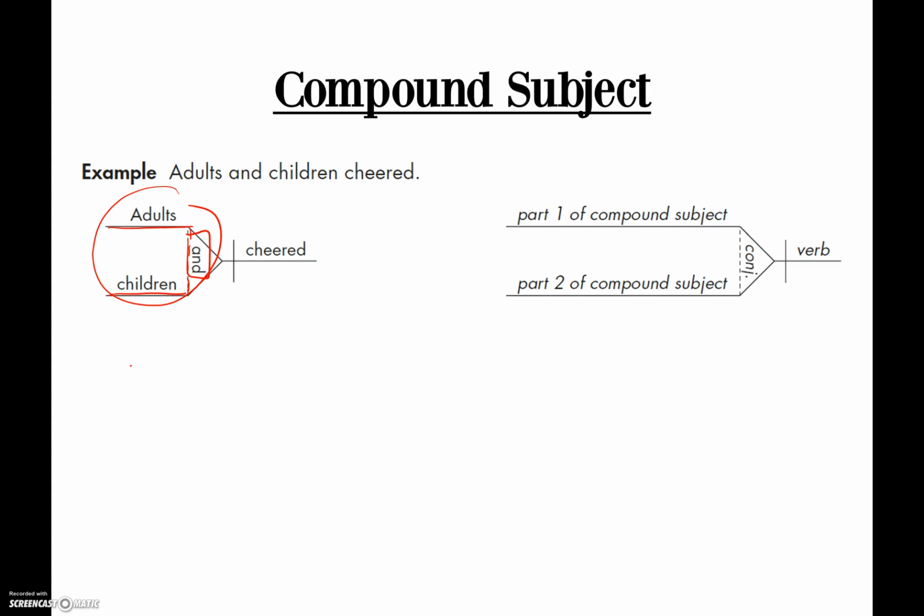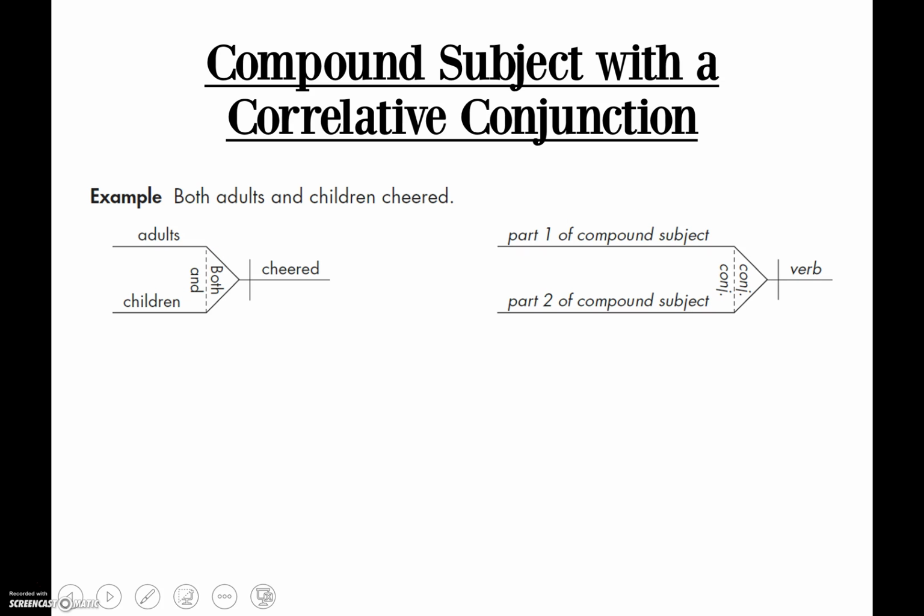So in this example, you have adults and children cheered. You have your 2 subjects, that compound subject. You have and, the conjunction that's joining them together. And then the rest of this is just the same as those that we've done so far with the predicate on the right. Please note that if you have a correlative conjunction, such as both adults and children, you need to include both of these conjunctions on the line, one above and one below that dotted line connecting our compound subject.